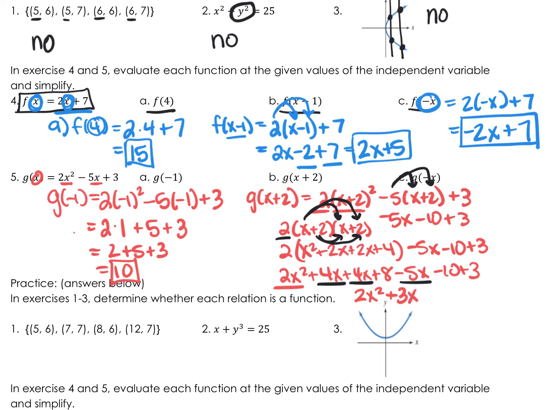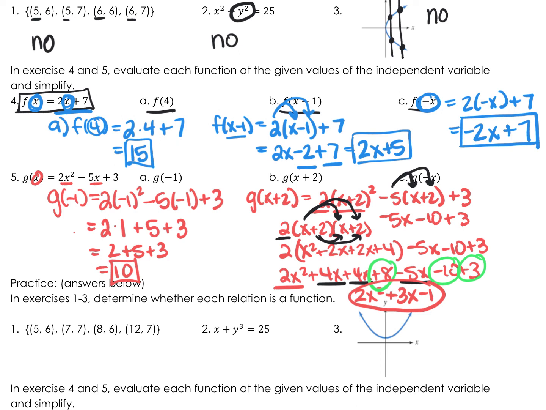And then we have to combine our constants, so we'll have 8, negative 10, and 3. So 8 plus negative 10, that'll be negative 2, plus 3 will be negative 1. So this is our answer here, 2x squared plus 3x minus 1.